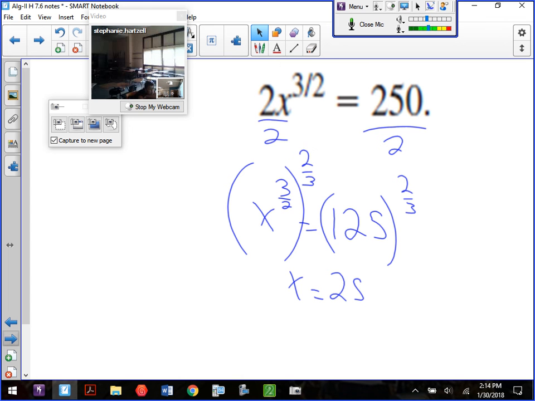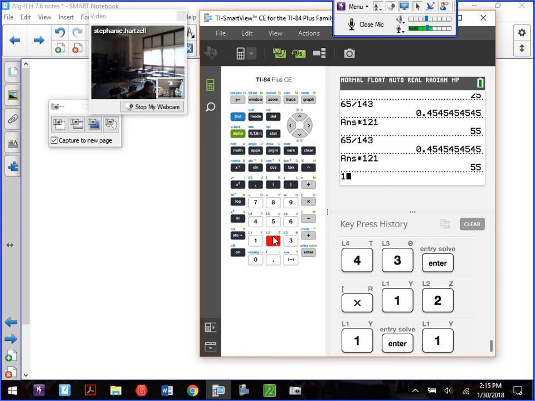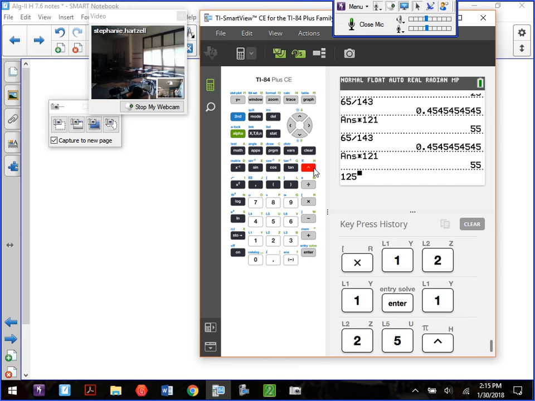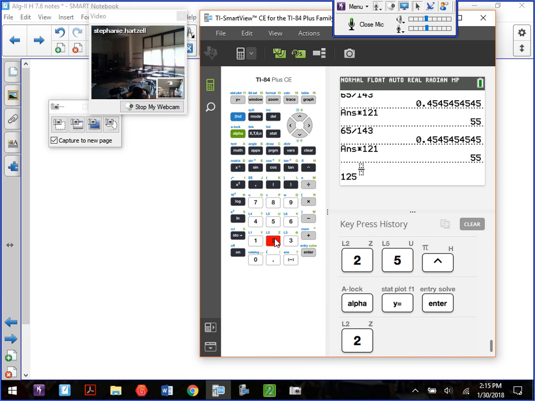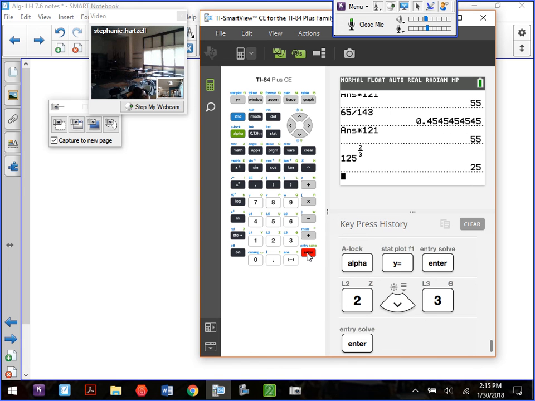Do you guys know how to use fractional exponents in your calculator? I will show you. You do 125 to the power, then 2/3. It just helps you solve equations. It doesn't help you with the exponent rules or anything like that.